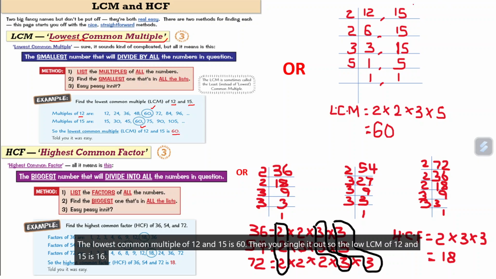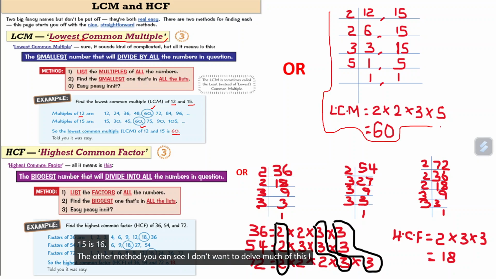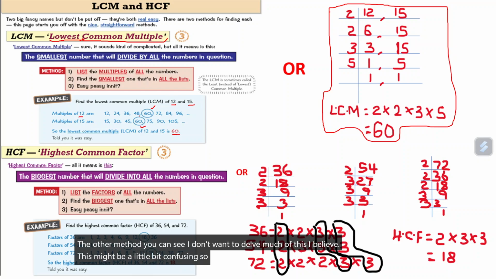The other method you can see, I don't want to delve much on this. I believe this might be a little bit confusing. So let's stick to this. This is more well explanatory. Then we look at the highest common factor.